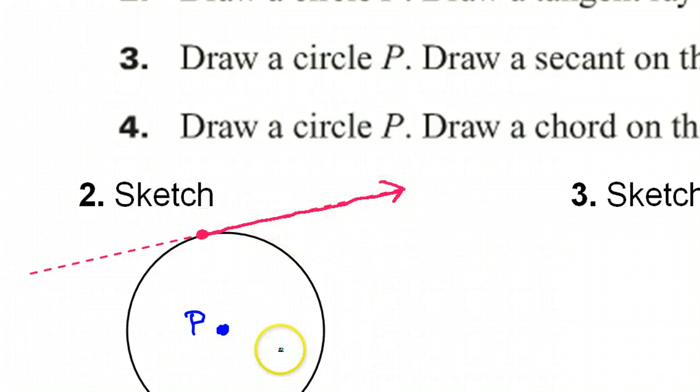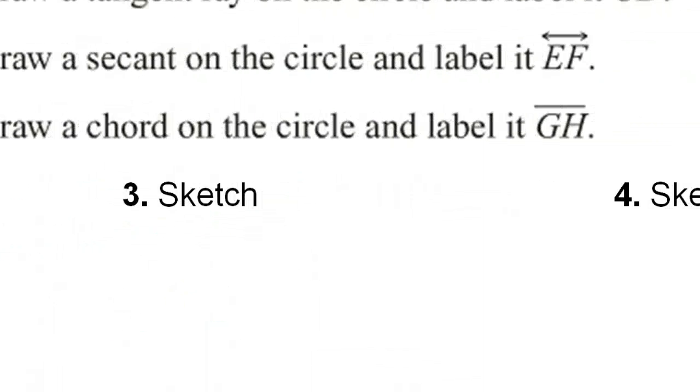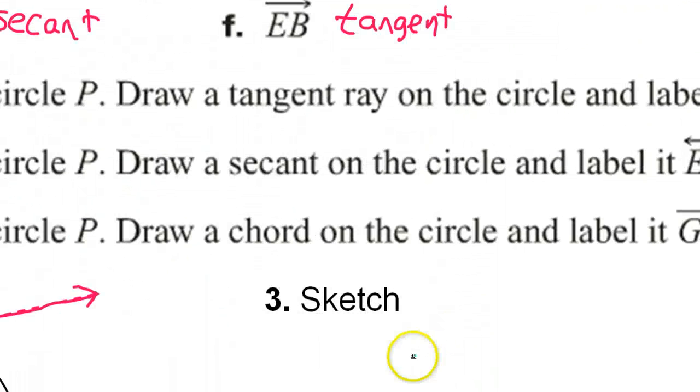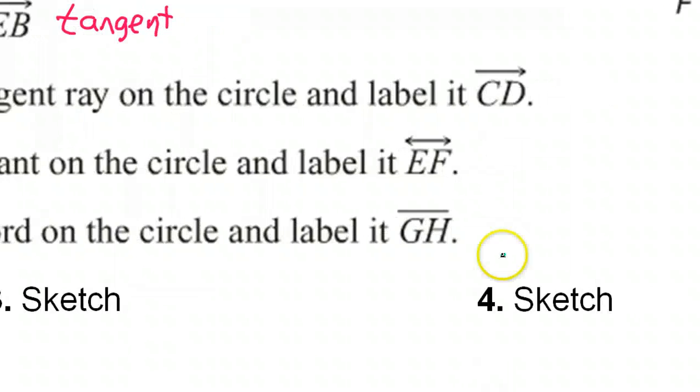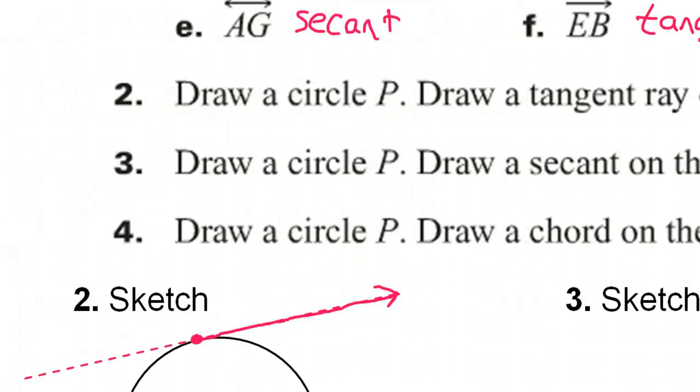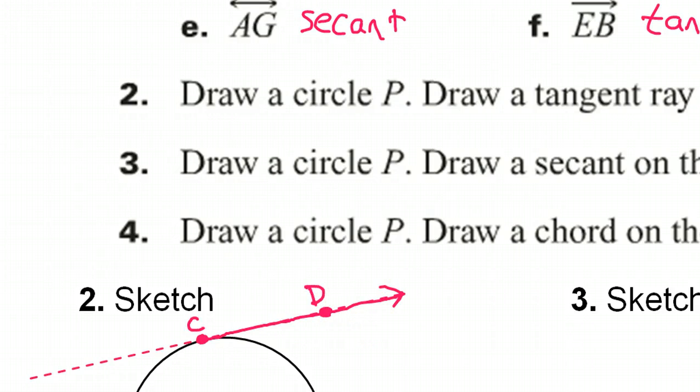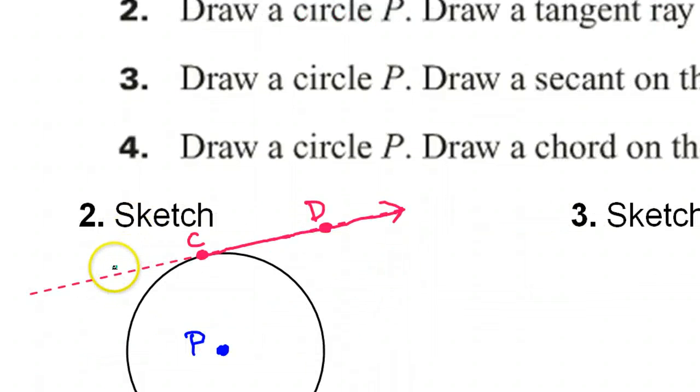So that would be a tangent ray, and it's supposed to be ray CD. When they say CD like that, C is the endpoint, and then it goes through D. So this would have to be C, and I'd need a point D for it to pass through. So that makes this ray CD. Now I can get rid of my guidelines over here, and that's how you do that.